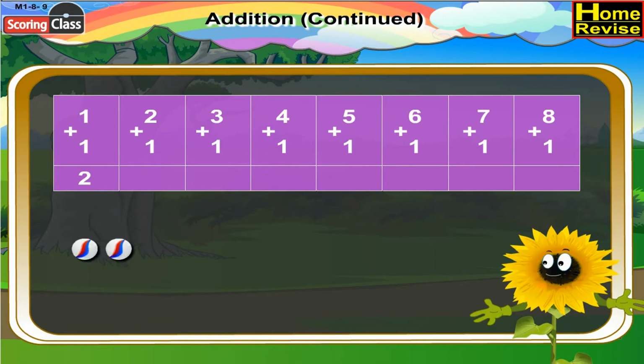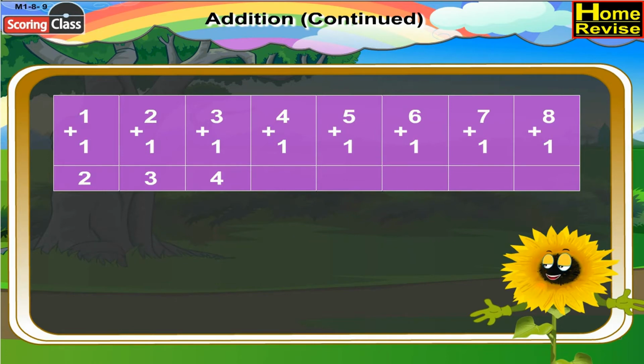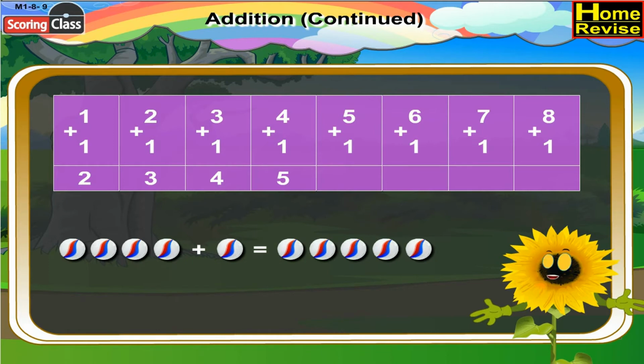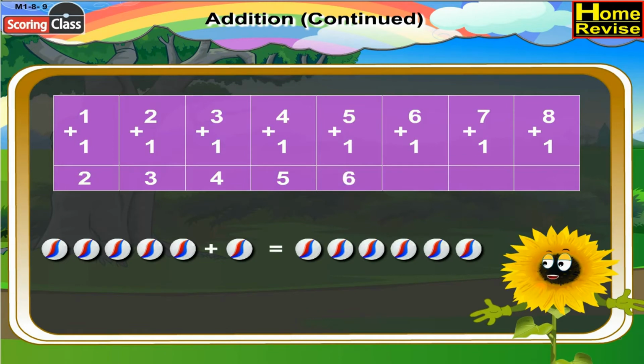If you have 2 marbles and one more marble is added to it, that would be 2 marbles plus 1 marble, that is 3 marbles. Similarly, if you have 3 marbles and one more marble is added to it, that would be 3 plus 1, which means 4 marbles. If you have 4 marbles and 1 marble is added to it, that would be 4 plus 1, 5 marbles. If you have 5 marbles and 1 more marble is added to it, that would be 5 plus 1, 6 marbles.